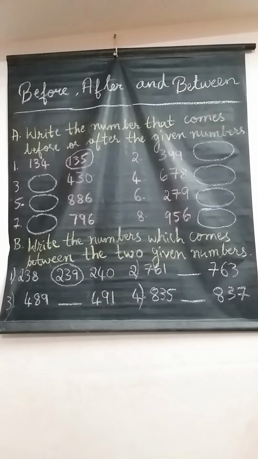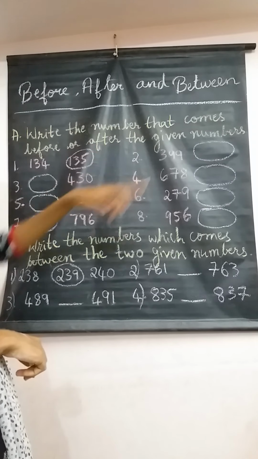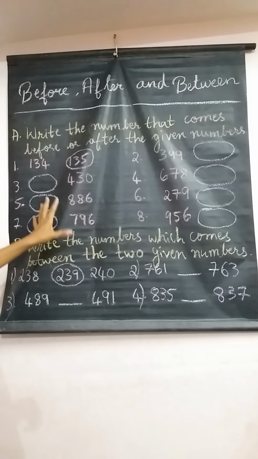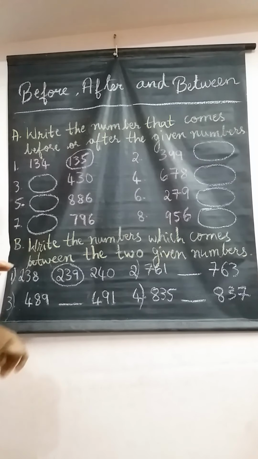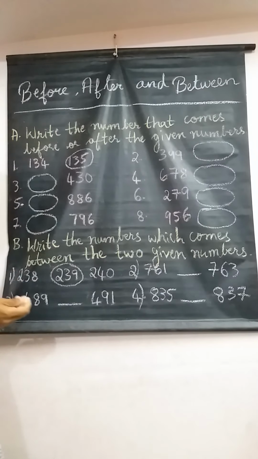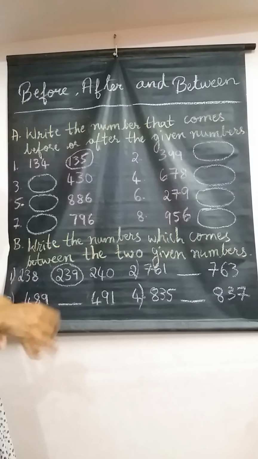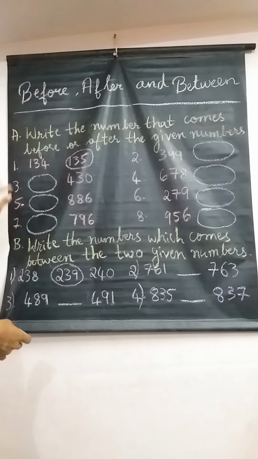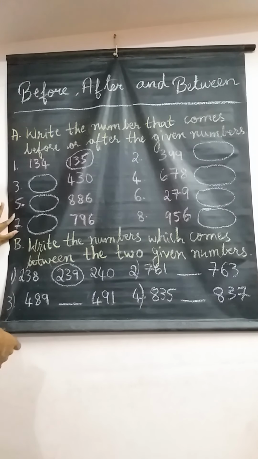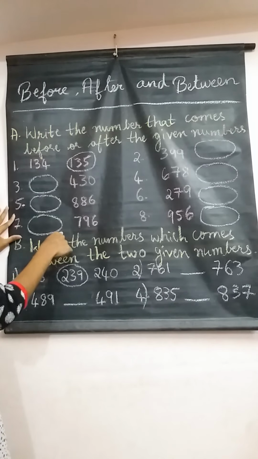Let's proceed now to solving the exercises: before, after and between. So we have A. Write a number that comes before or after the given numbers. So they have given before and after numbers. Here we can see they have given the before numbers, and for 2, 4, 6, 8 they have given us the task to write the after number. Let us take before numbers first and then the after numbers. So numbers 3, 5 and 7 are before. And 2, 4, 6, 8 let's solve afterwards.